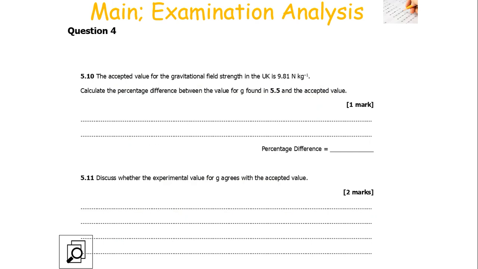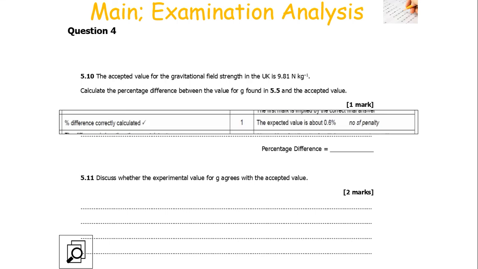Now the accepted value of the gravitational field strength in the UK is 9.81 newtons per kilogram. Calculate the percentage difference for the value you found in 5.5 and the accepted value. Now, like we mentioned before, how do we calculate percentage difference? Well, it's the difference between the accepted value and your value, divided by the accepted value, times by 100.